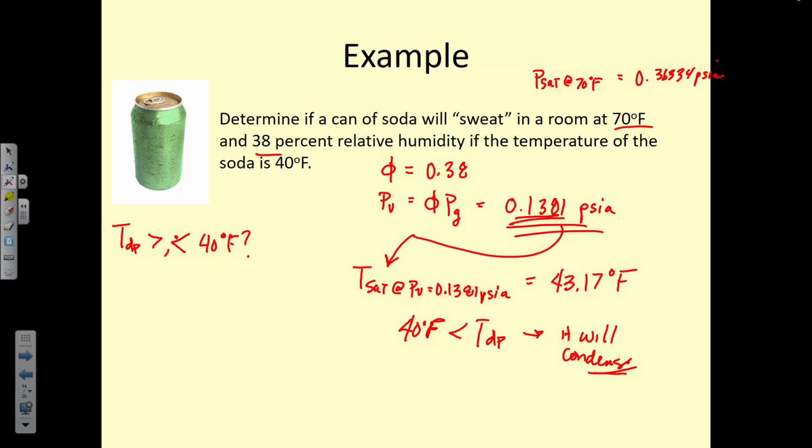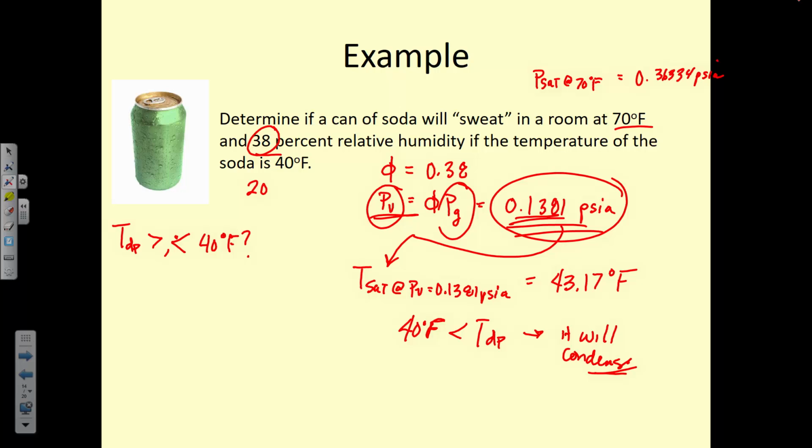All right. So again, the distinction between P sub V and P sub G. P sub G is some fixed value at the temperature. But this partial pressure is based on the relative humidity. So it's a combination of factors that determine whether or not something will happen, right? So if this humidity, instead of being 38%, were 20%, that would change our pressure, right? So instead of 0.36334 times 38, it would be times 20.